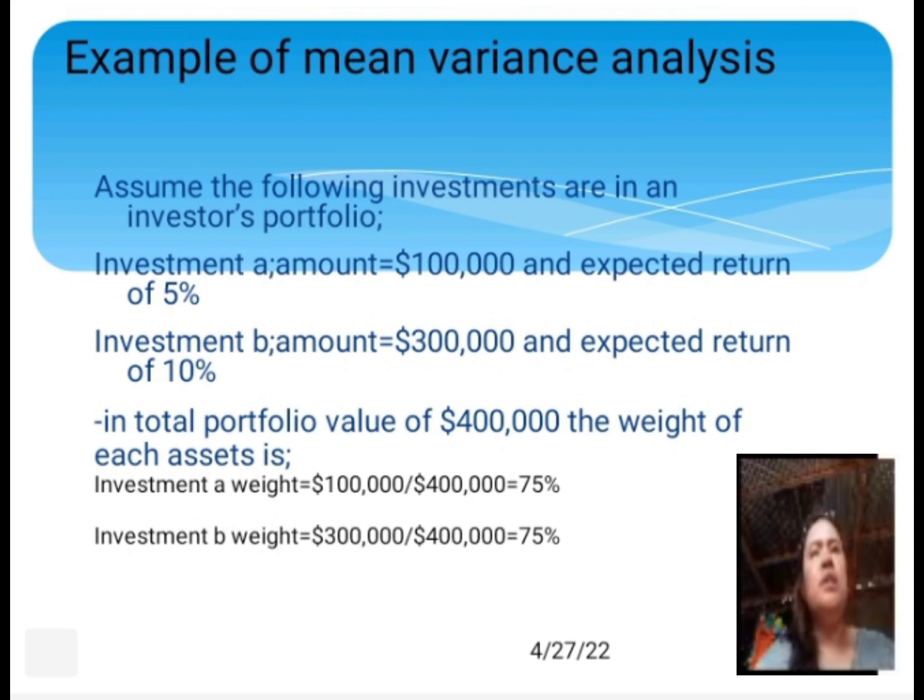Therefore, the total expected return of the portfolio is the weight of each asset in the portfolio multiplied by its expected return. That would be all.